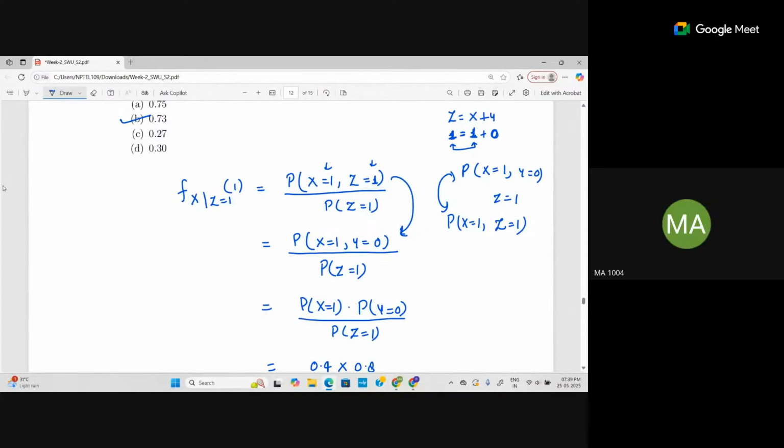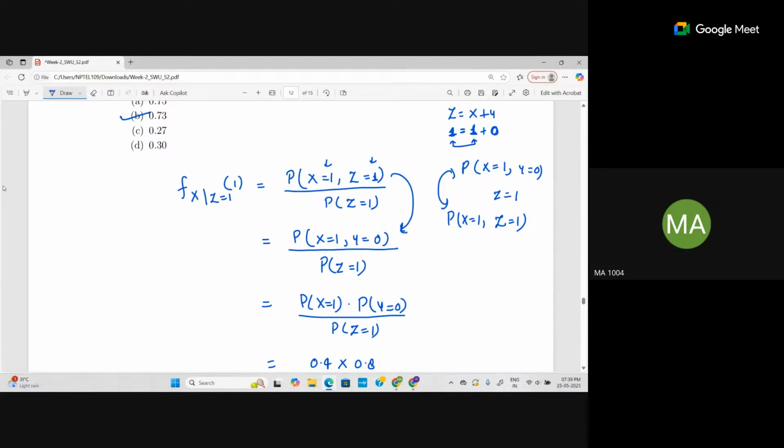And now we know this joint probability, so we can write it as the product of marginals. So these two probabilities are actually the same. We are just replacing this value with this value.